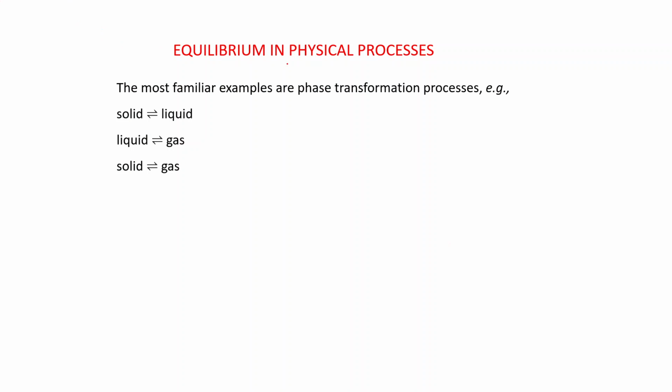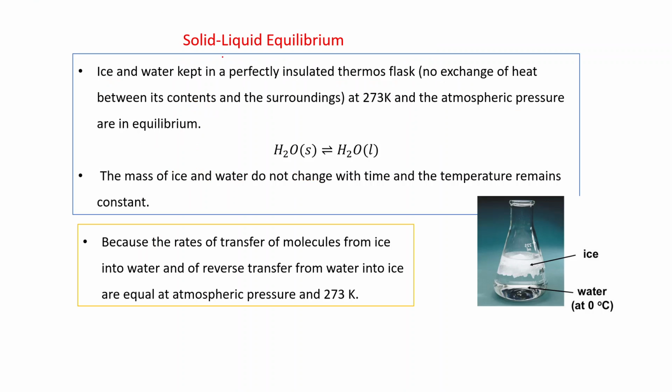Now we will discuss equilibrium in physical processes. The most familiar examples are the phase transformation processes like solid-liquid equilibrium, liquid-gas equilibrium, and solid-gas equilibrium. First come to solid-liquid equilibrium. Ice and water kept in a perfectly insulated thermos flask, with no exchange of heat between its contents and the surroundings, at 273 Kelvin and atmospheric pressure are in equilibrium.